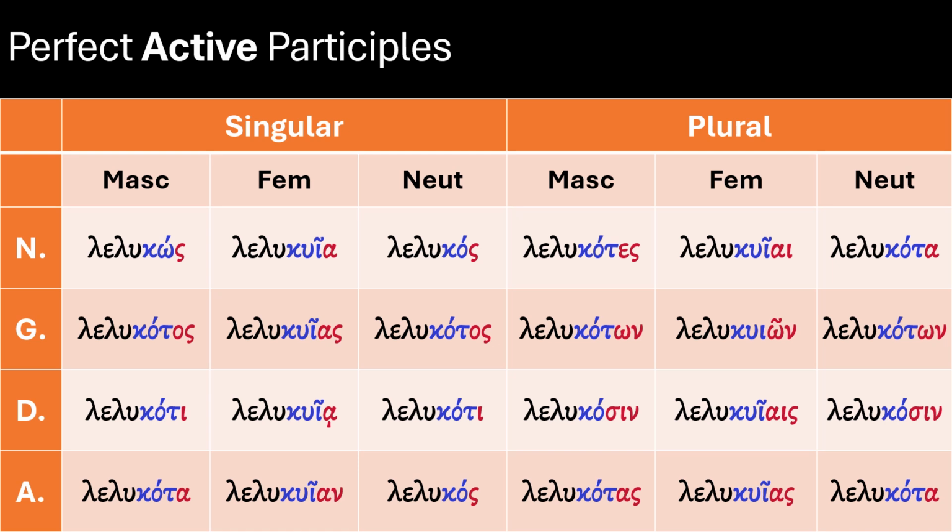Your masculine forms and your neuter forms look very similar. However, in your singular feminine forms, you're going to notice that instead of the expected alpha, eta pattern, you're just going to have your standard alpha endings in the feminine.